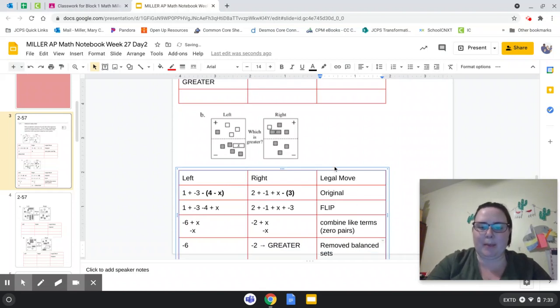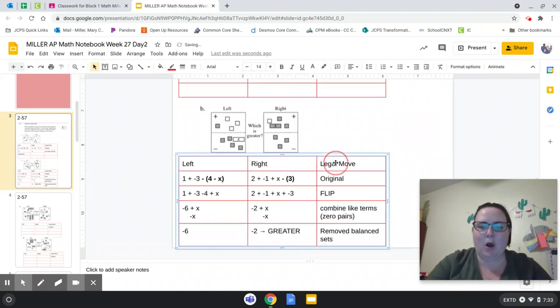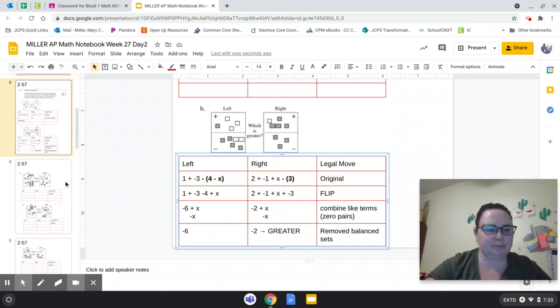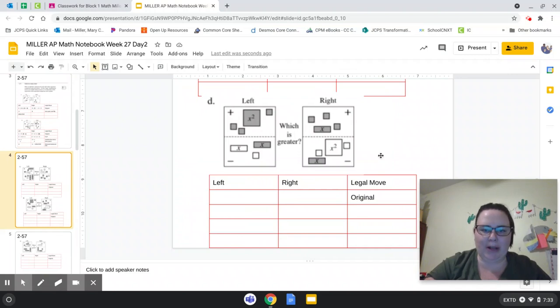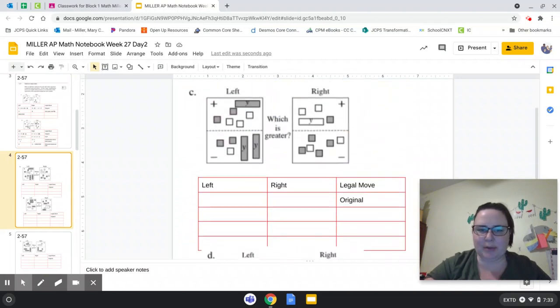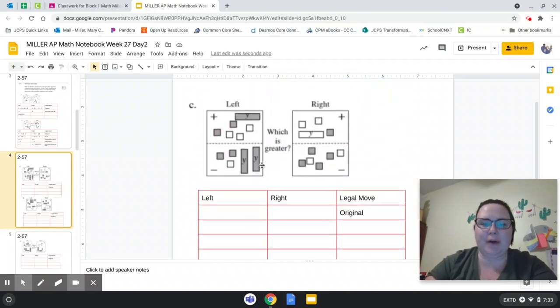So you probably remember when we did this, how we had to list every single legal move. This is kind of just the justification for why is it okay, why is this still balanced, and how is this still working. So we're going to do a couple more practice problems just like this, very, very similar, of just kind of simplifying each of these sides.